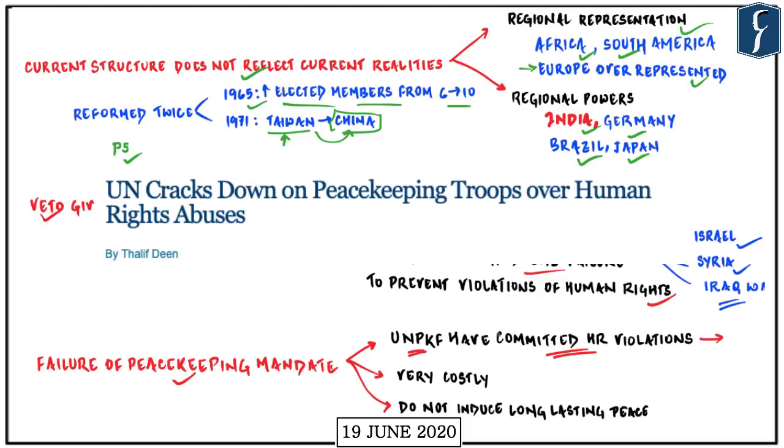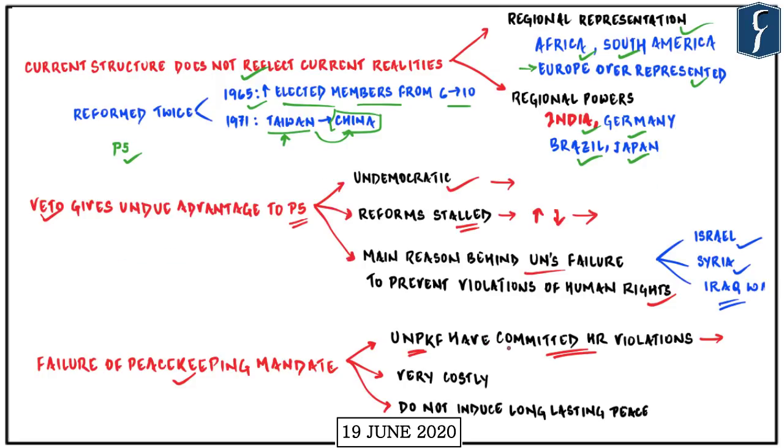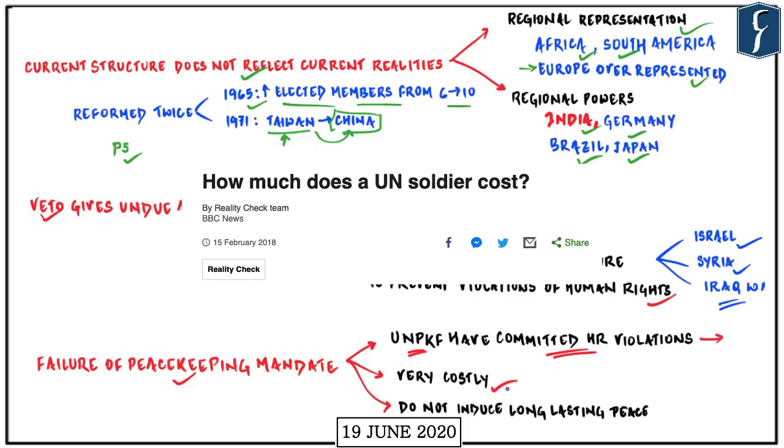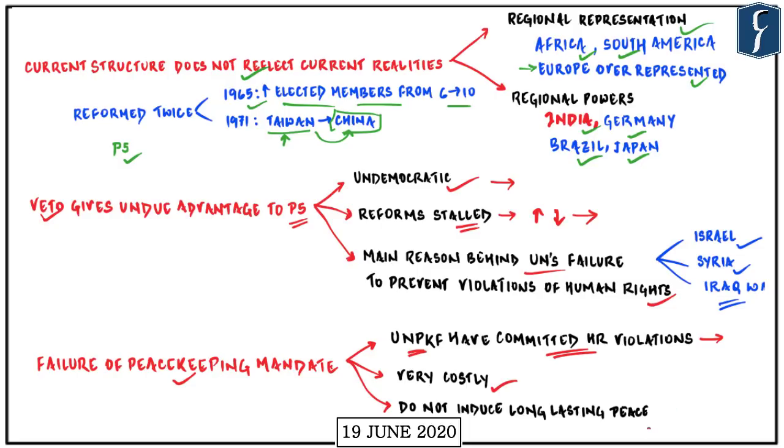In 2016, an investigation revealed a series of sexual assaults in the Central African Republic, where at least 25 minors were abused by 41 peacekeeping soldiers. Also, the maintenance of United Nations peacekeeping forces is extremely costly. And one of the most important criticisms of UN peacekeeping missions is that they fail to induce long lasting peace.